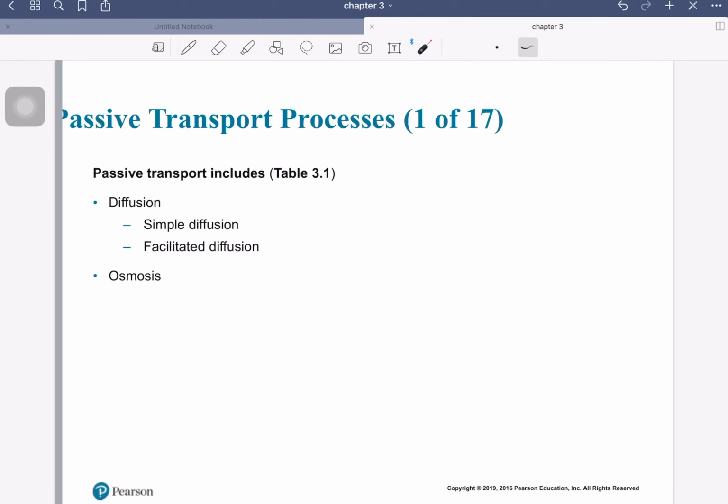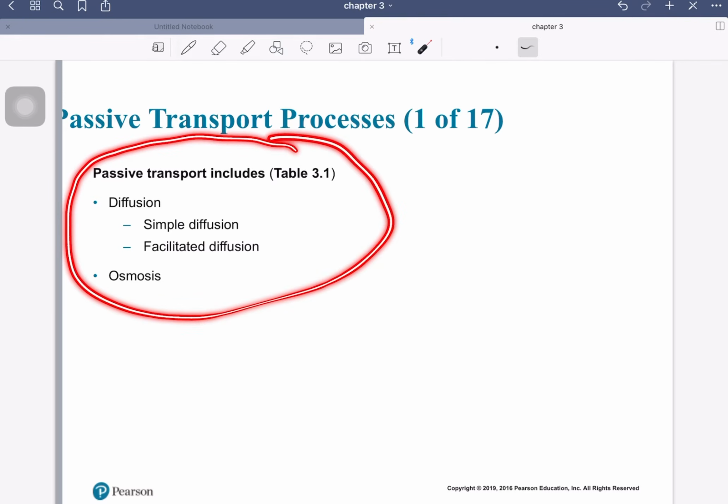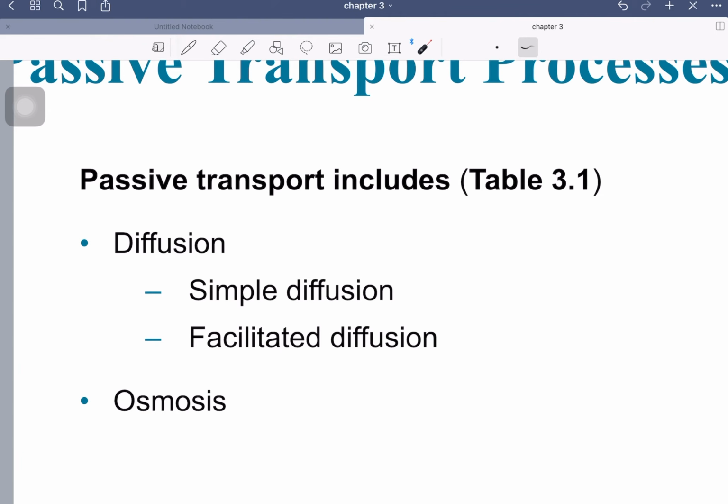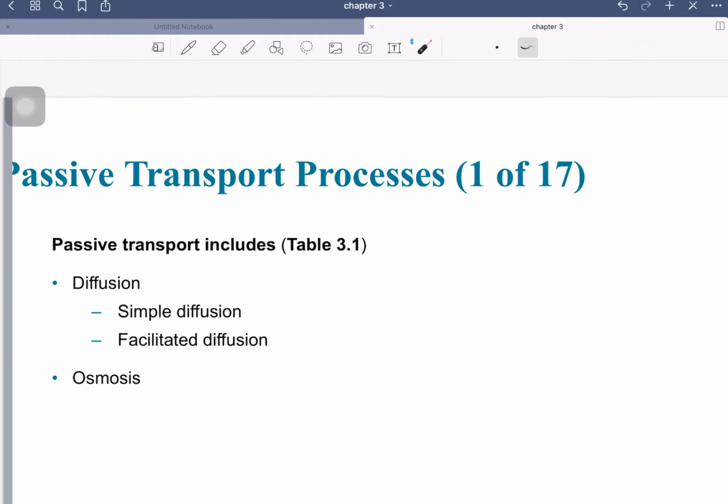So let's have a look at some of the mechanisms. Let's start with passive transport. When I'm looking at passive transport, we can really consider two major categories, and that would be diffusion, and the second one is osmosis. Now, under diffusion, we have simple diffusion and facilitated diffusion. So let's have a look at some of those.